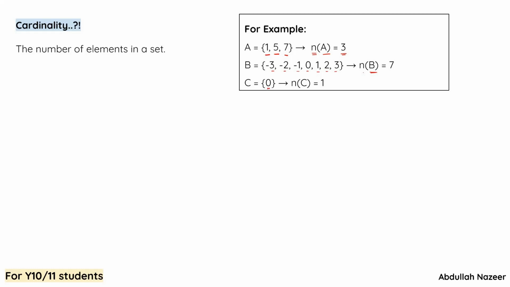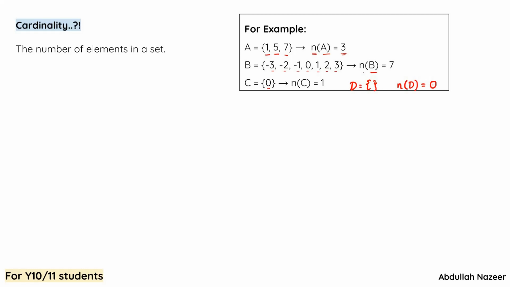One thing we have to note here is that the cardinality of a set becomes 0 only when the set is an empty set, also called a null set. For example, say there's a set D, and the set D is just this: you open a curly bracket, close a curly bracket, and you don't have any element inside it. This is called an empty set or null set. And the cardinality of this set, the number of elements in D, is equal to 0 because there are no elements inside this set.